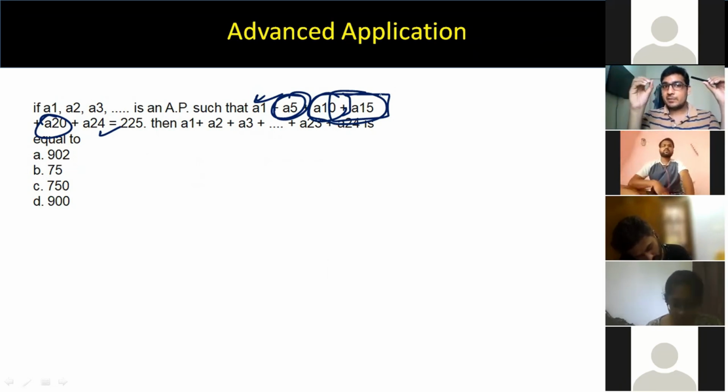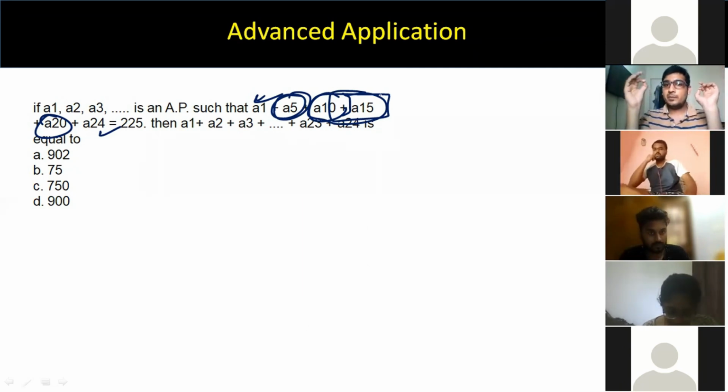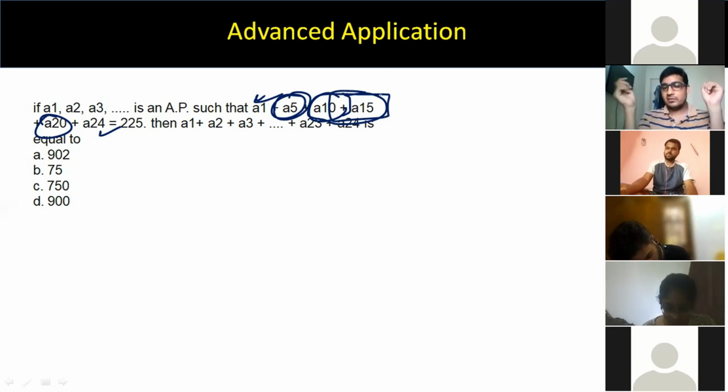X is what? Sum of a pair. Finally, what is asked is A1 plus A2 till A24. Here also you have 12 pairs. A1 plus A24 is a pair. A2 plus A23 is a pair, right? These are even terms, so 12 pairs will be formed. In total you will have 12 pairs, so you have to find the sum of 12 pairs. Okay? What is the sum of one pair? The value of one pair is 75, we calculated. So what will be the sum of 12 pairs? 12 into 75, which is 750 plus 150. Hence the answer is 900, which is D.